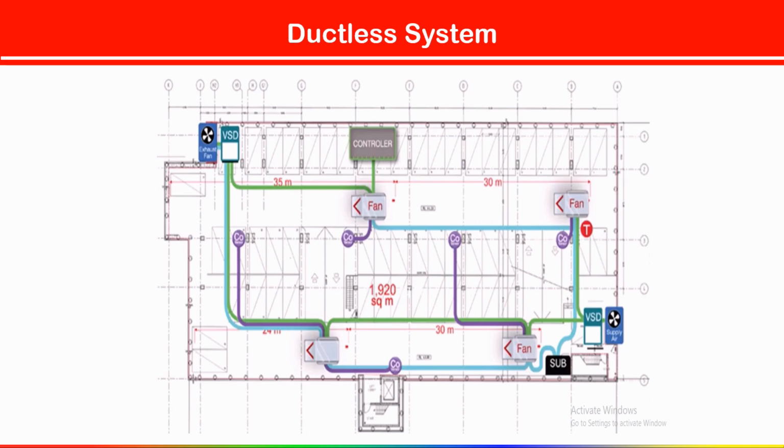Now here you can see the plan view of the ductless system. This is our supply air fan. Here we have an exhaust air fan. A VSD is also there, a variable speed drive. What is the function of a VSD? VSD or VFD, both are similar. A variable speed drive is used to regulate the speed of a fan.